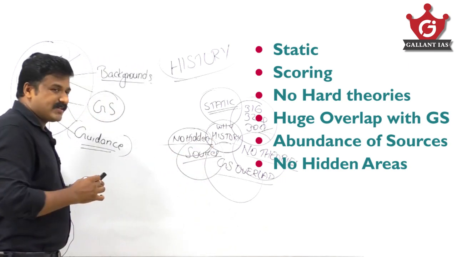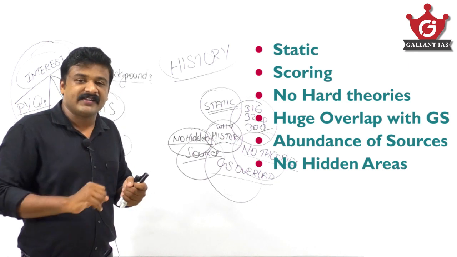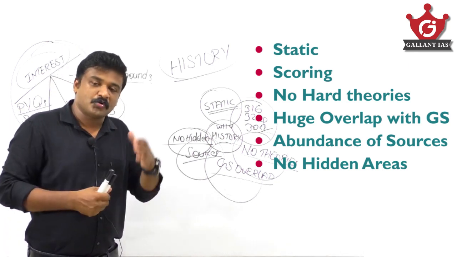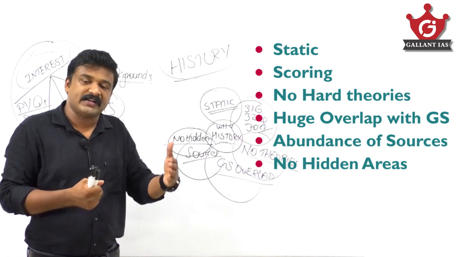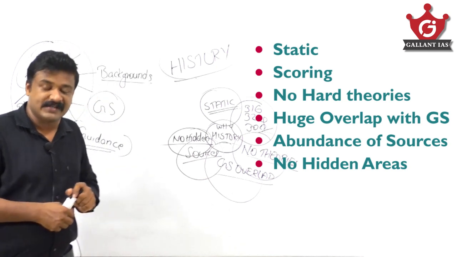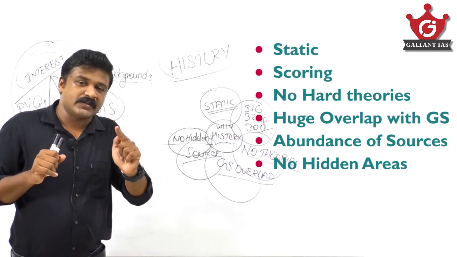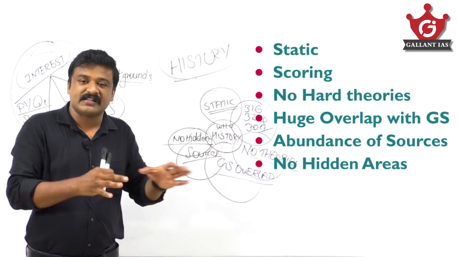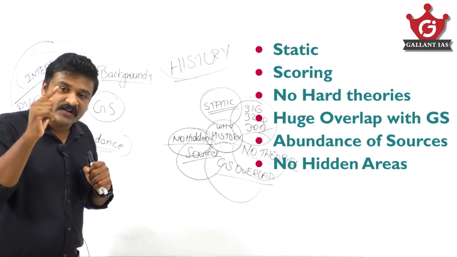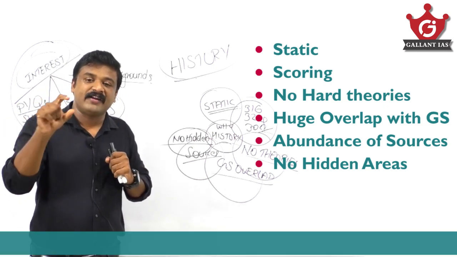No hidden areas. In some optionals, they will give a small syllabus, but when you start learning that optional, you will have to additionally buy lots of books. You have to do lots of subdivisions of each module. You have to learn a lot of other things which are not mentioned in the syllabus. But if you check the history syllabus, every minute topic is defined very clearly in the syllabus itself. In every module, every unit, even the smallest topic is clearly defined.